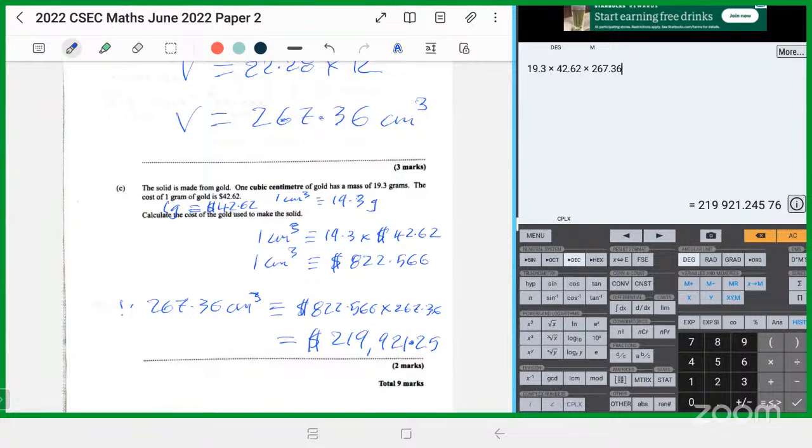But you don't have to do too much work up here. You just multiply the three values: this times this times this. 1 cm cube is this amount of mass, and 1 gram is this amount of money. To know how much money for 1 cm cube, multiply the money by these two first. Then, because it's this amount of cm cube, multiply that result by this again. So multiply these three values to get the answer that we want. That is okay.